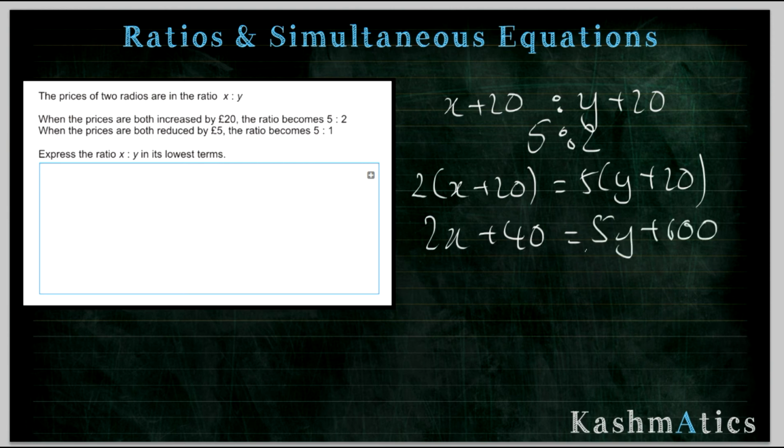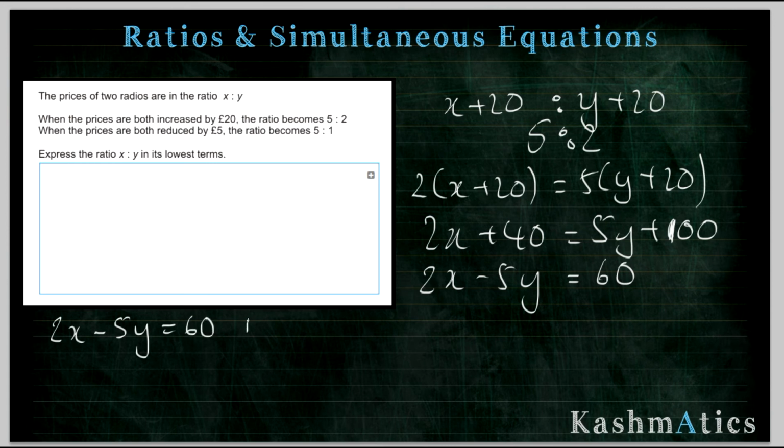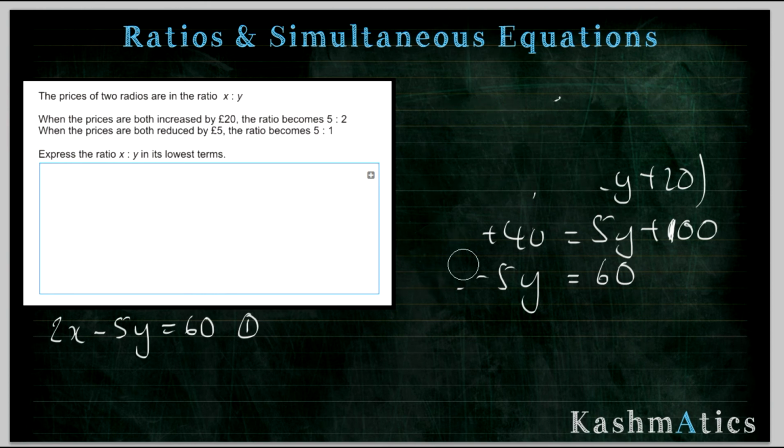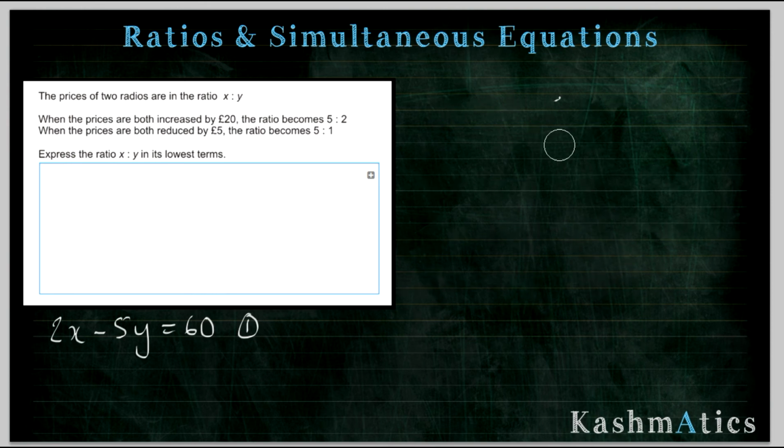And let's tidy this up a little bit. I'm going to take away 5y from both sides to move it over here. So 2x minus 5y equals, and if I subtract 40 from both sides, this is meant to be 100, not 600, that becomes 60. So that's my first equation: 2x take away 5y equals 60. Now I'm going to rub all this out because I want you to be able to see all my working, but obviously in an exam situation, don't do that. Keep your working there.